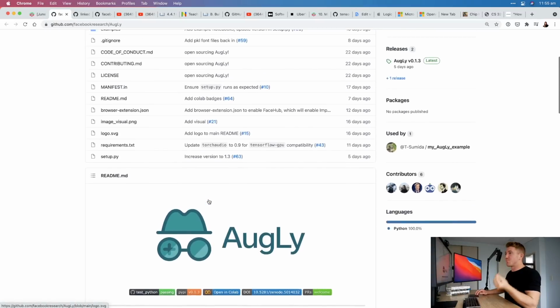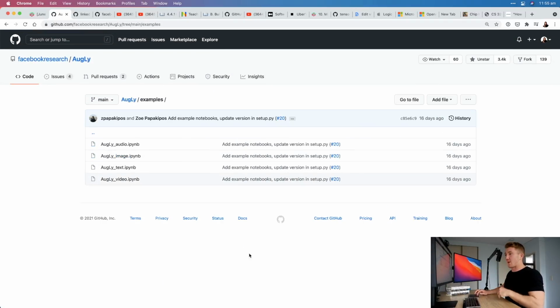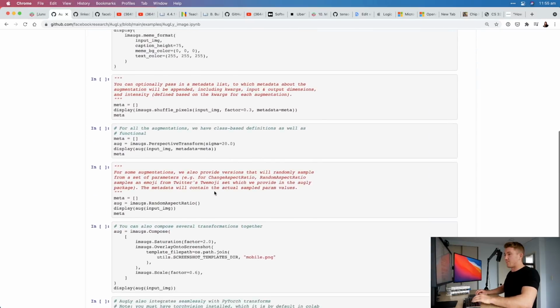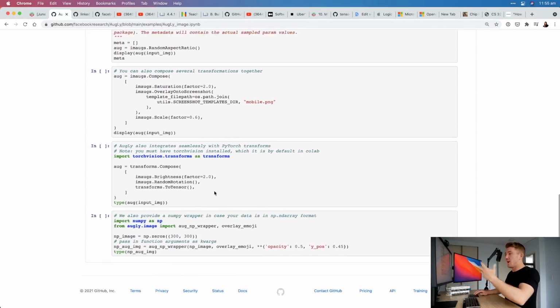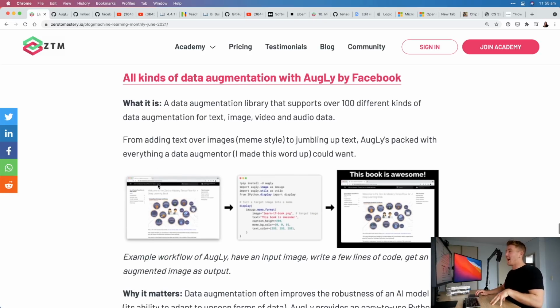Once again, some beautiful tutorials in here as well. We go into the examples. This is how I created my book meme. If we jump into this, this is the AugLy image example. And of course, you can open this in Colab and try it on your own images. There's over 100 different augmentations you can try out. So bookmark that if you would like to build more robust AI models.